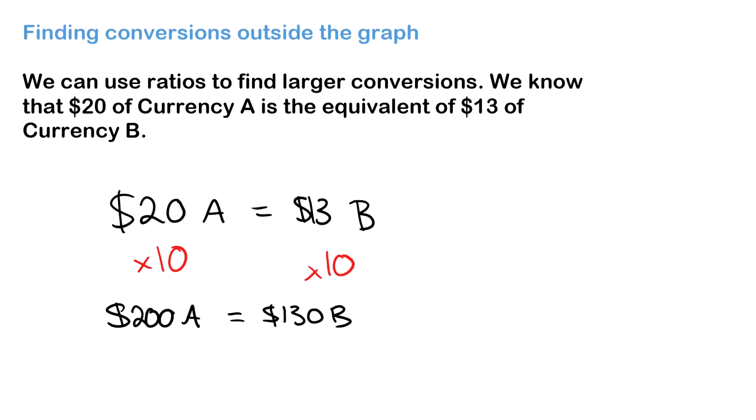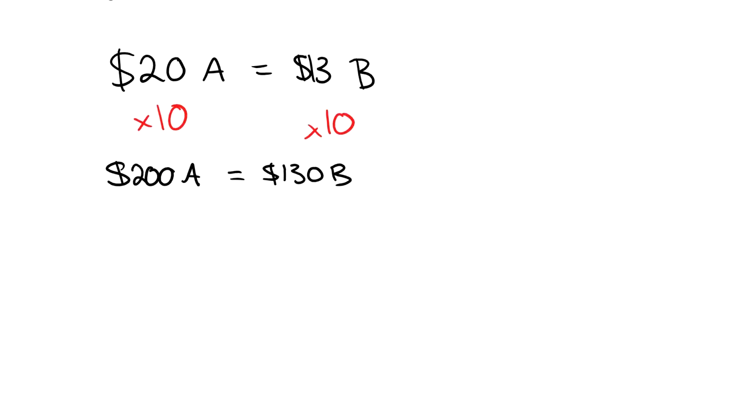If you have an odd number, we can use what we call the unitary method. Let's say I wanted to find out how much $137 of currency A is. So we have $137 here of currency A. I'm going to draw a straight line so we know we're looking at two different things now: $137 of currency A, and we need to find our currency B.